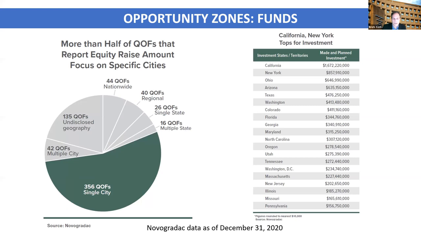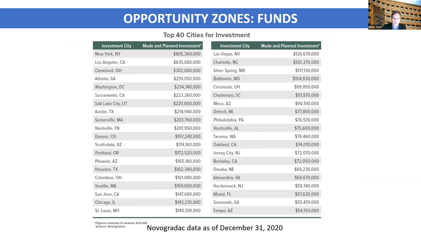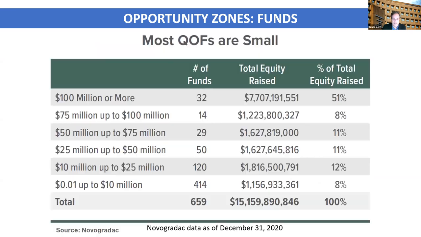An interesting trend is we're seeing a shift from large funds happening across the country to more single city focused funds. I think that's because a lot of the equity being raised is locally raised for local projects. And where we're seeing the investment happen, as you can see from this list alone that Novogradac published, is in a wide variety of cities, although this is not the comprehensive list of all the cities and places across the country. These are just large cities that have opportunity zones.